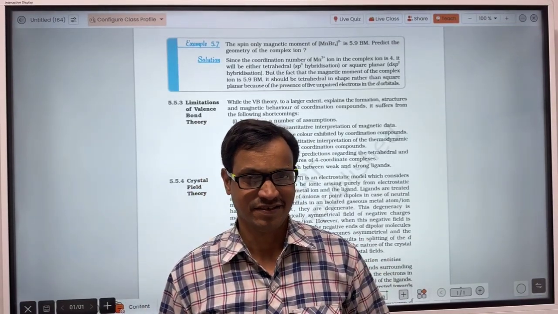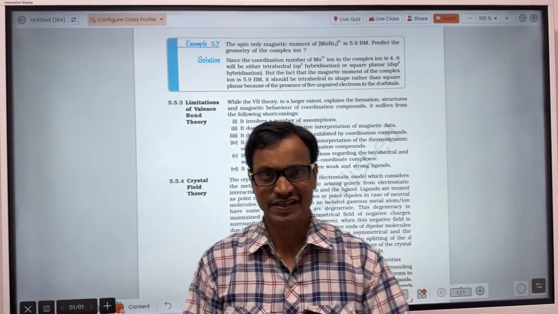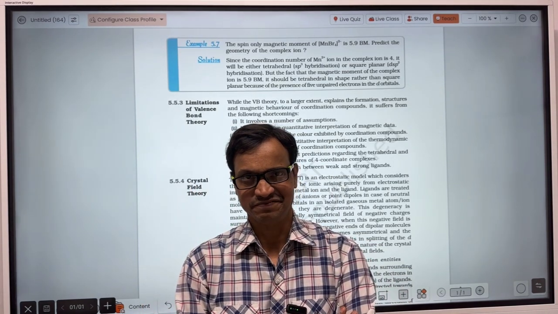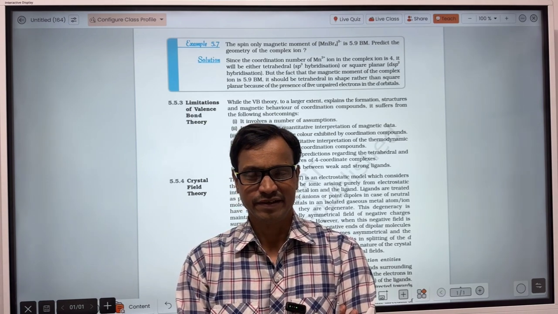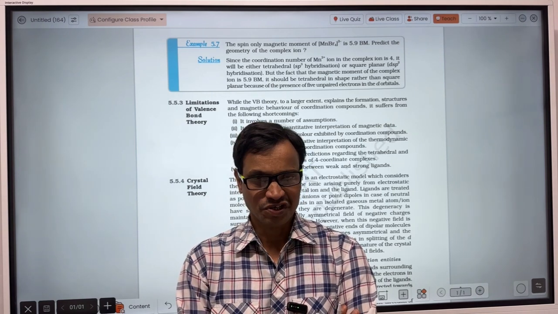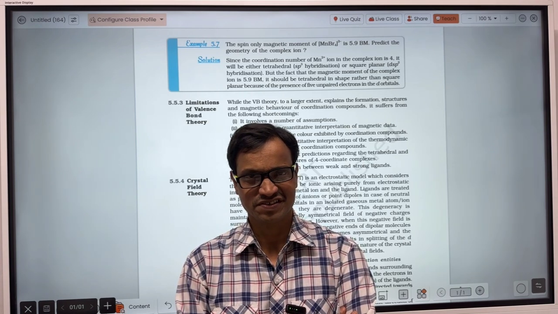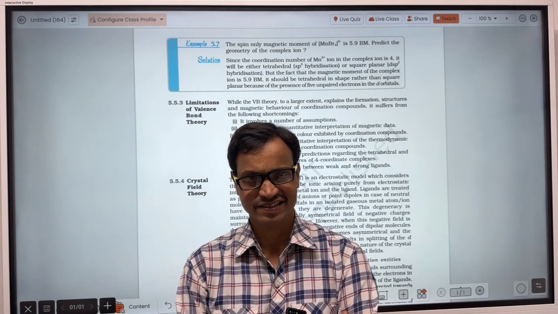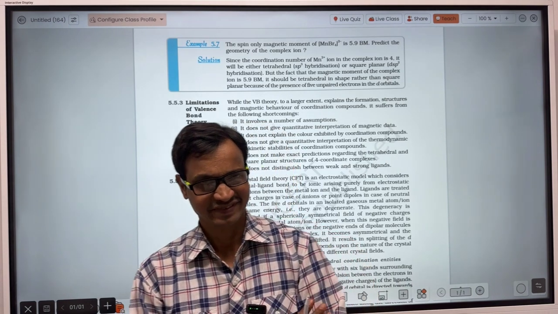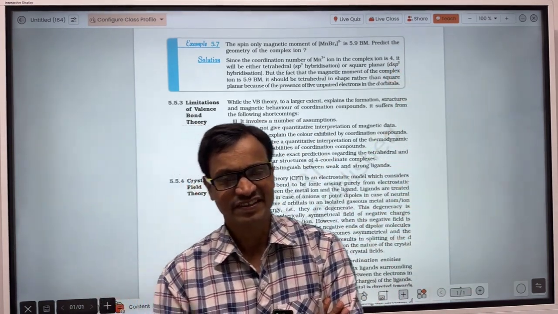In the previous classes, we started bonding in coordination compounds. In that topic, we discussed the valence bond theory. The valence bond theory usually explains the shape of the coordination compound and its magnetic behavior, that is, whether the compound is diamagnetic or paramagnetic. Based on that, here is a question that we will discuss.